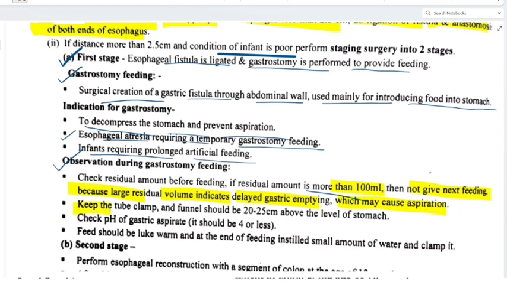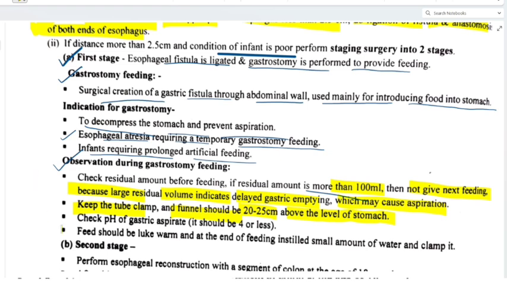Now keep the tube clamped and the funnel should be 20 to 25 centimeter above the level of stomach. When we are giving gastrostomy feeding, that tube will be clamped and the funnel should be 20 to 25 centimeter above the level of stomach. Otherwise that gravitational force will not work, right? That's why we are doing like that.